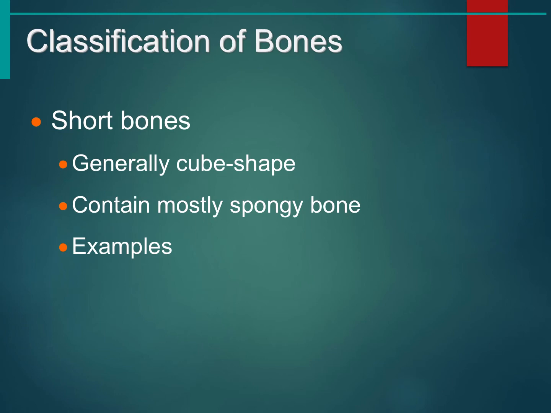Short bones tend to be short and cubic in shape. They contain mostly spongy bone. So rather than that pressure being applied on an axis, it's kind of more spread out. And so the examples are the carpals and the tarsals.